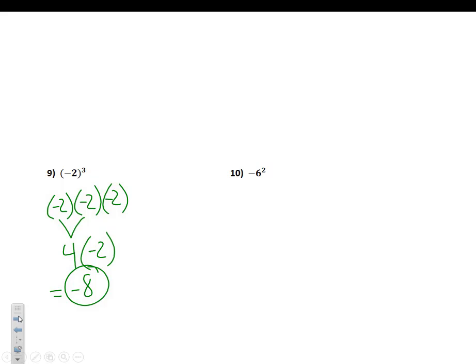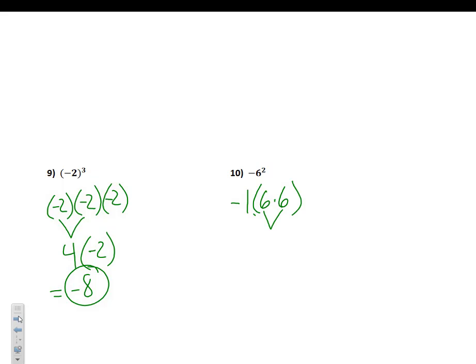One more. We have the -6 squared. There's no grouping symbols. That exponent is only attached to the 6. So I know to write this out, I would have, oops, I almost forgot to do what I like to do, -1 times 6 times 6.